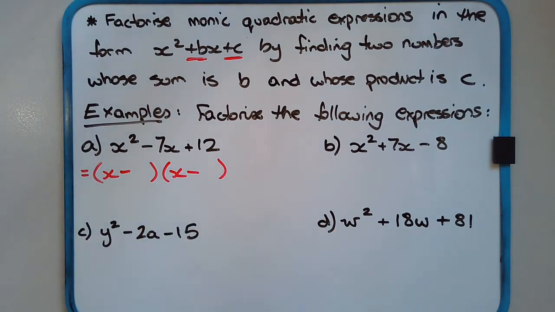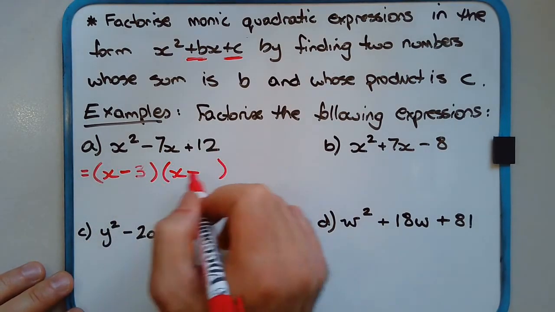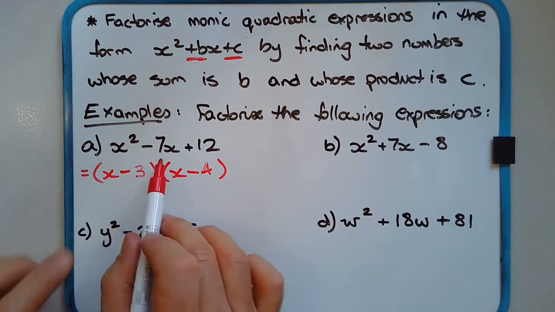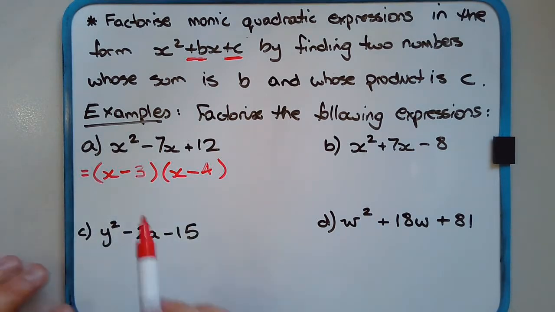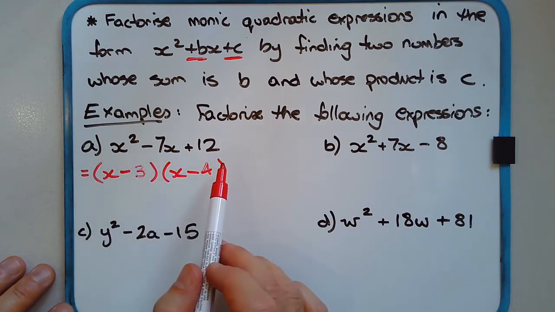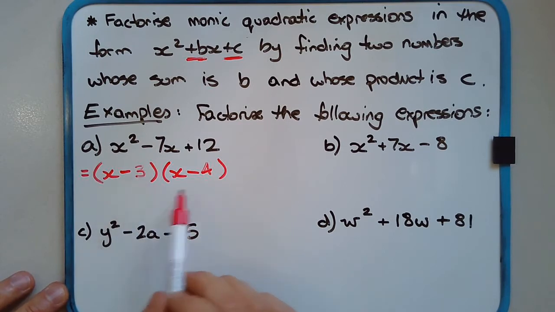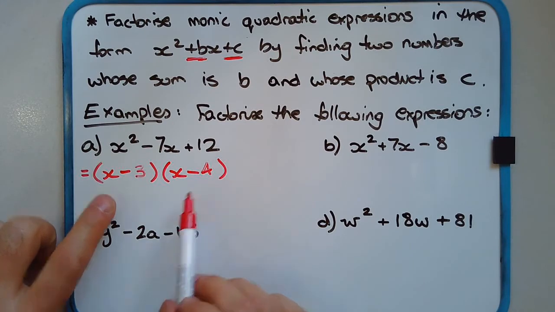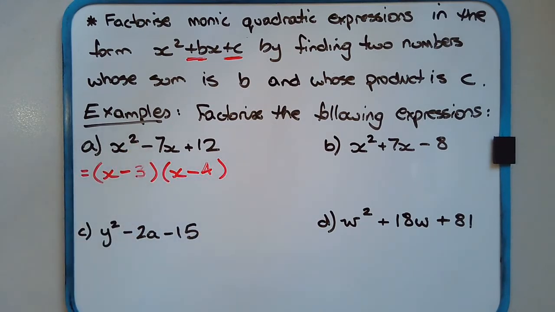Think of two numbers that when you multiply them give you 12. Think of the factors of 12: 1 and 12, 2 and 6, 3 and 4. 3 and 4 gives you 7. So what about negative 3 and negative 4? If you add those two together, negative 3 plus negative 4 gives you negative 7. I think we're happy with that. Now, if you expand this expression, you should get x squared minus 7x plus 12. X times x is x squared. Negative 3 times negative 4 gives you positive 12. Then x times negative 4 gives negative 4x, plus negative 3x gives you negative 7x. So I think we're happy with this one.